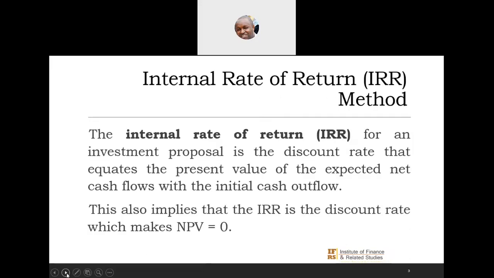What is the internal rate of return? Internal rate of return is the discount rate that would equate the present value of expected net cash flows with the initial cash outflow. In other words, the internal rate of return is that rate that equates NPV to zero.